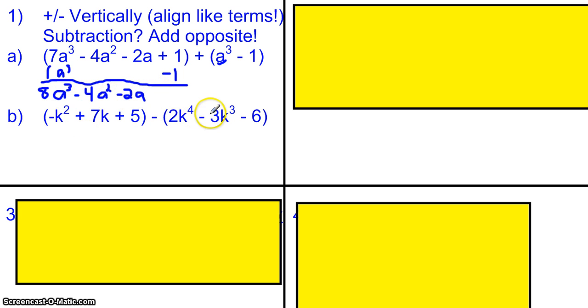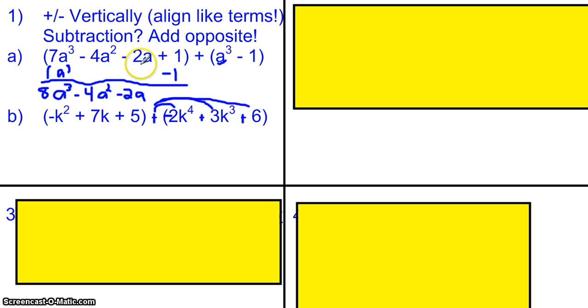Okay, let's try this one horizontally. And so the first thing we do is we change subtraction of this whole term to addition of each of the opposites, right? So we basically are distributing -1 times each term, right? So we could say I'm adding a negative here, a positive here, and a positive here, right? Okay, so once we have the terms with their correct signs, we can start to combine like terms.